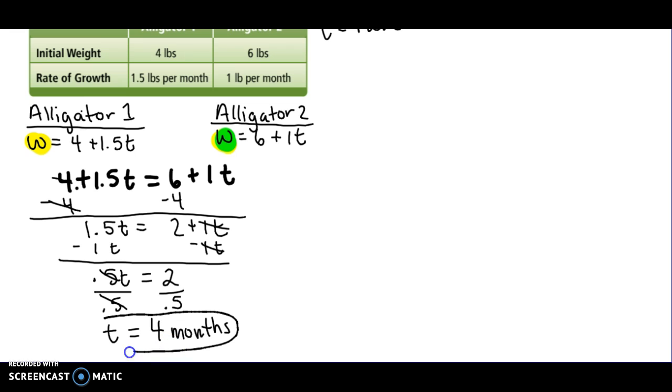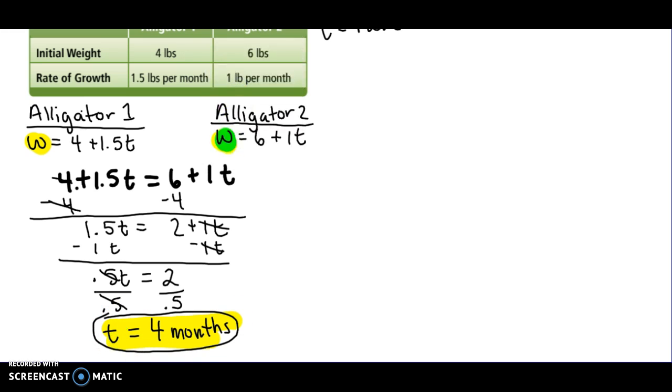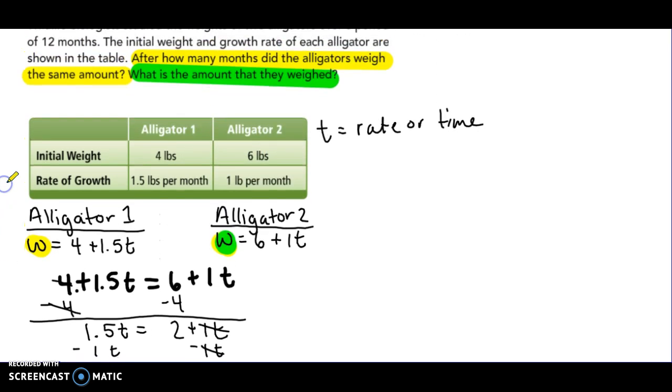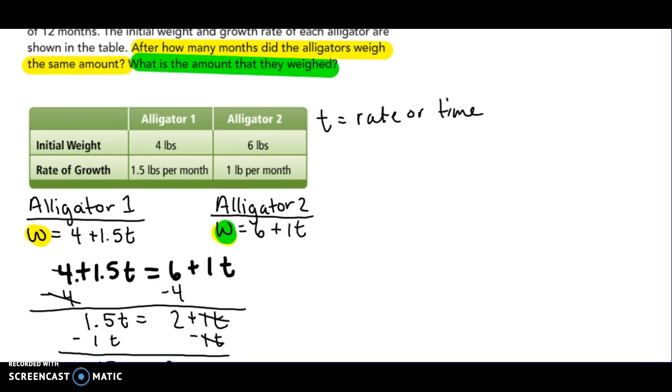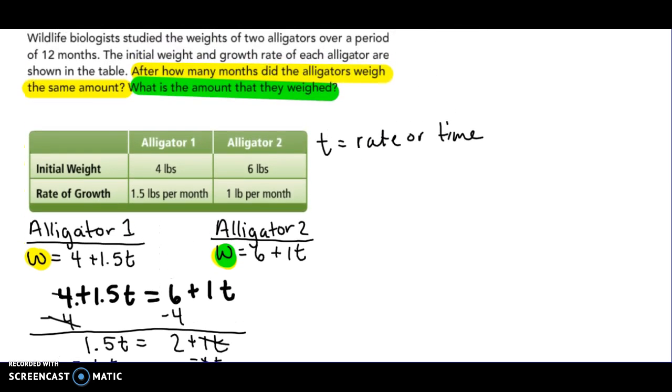So we found our yellow portion, which was asking us to find how many months until the alligators weighed the same. They weighed the same at the 4th month. Well, now the second part says what is the amount that they weighed. So again, you choose which equation you would like to use, alligator 1 or alligator 2. I'm going to choose to use alligator 1's equation.